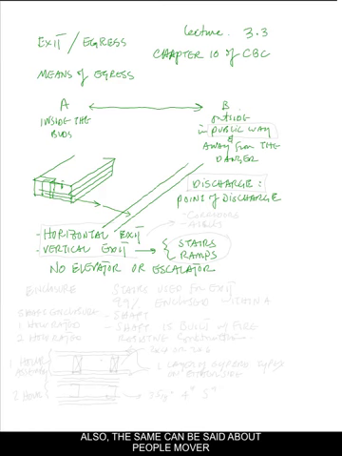Also, the same can be said about people movers inside the airports. You know, you get on these people movers that move very fast. Those are not means of exits because they depend on power. And if the power is out because of some form of emergency, you cannot use them. So the main elements are stairs and ramps in the vertical exit and horizontal exit, which you can add corridors, aisles, etc.